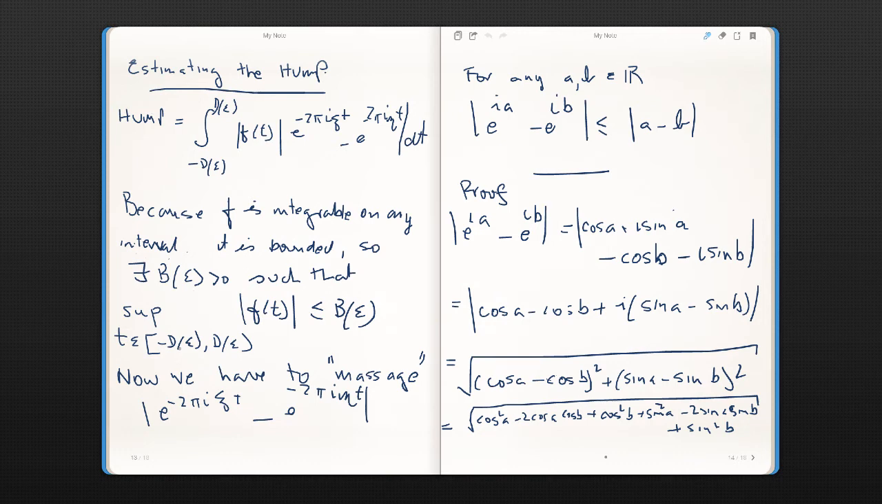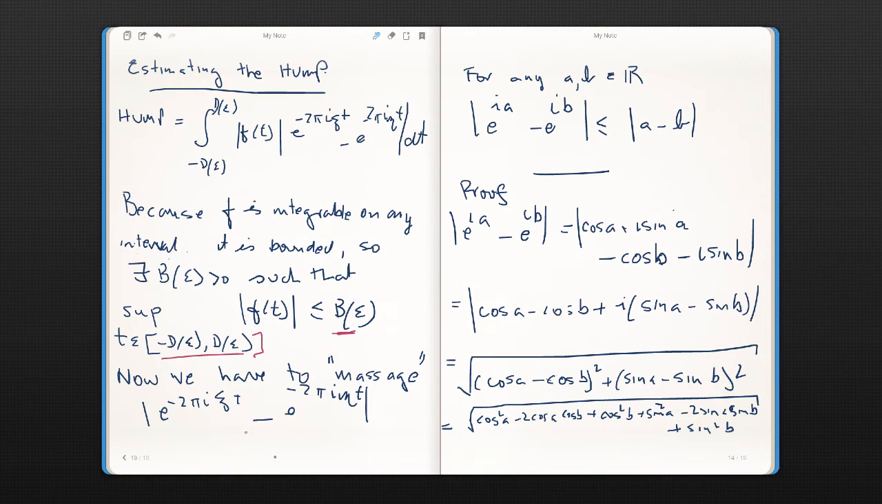Being bounded means that on this interval in particular, the absolute value of f of t is less than or equal to b of epsilon, because it's integrable on every interval and it's bounded on every interval, hence we'll choose this interval. And that's the bound.